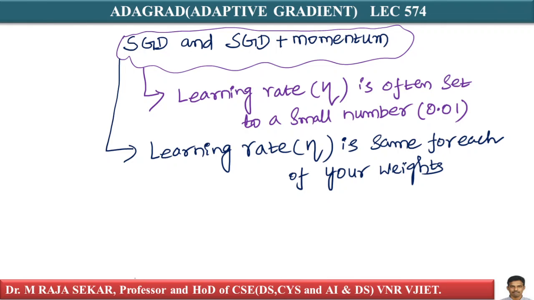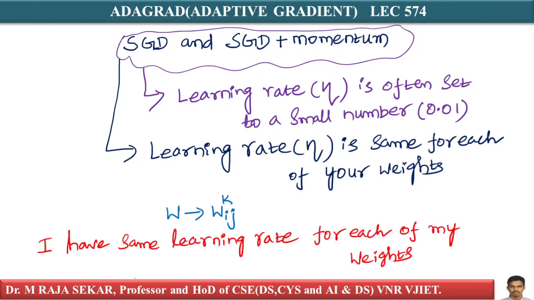So let's assume you have multiple weights. Remember, whenever I say W in all of our discussions, what I mean here is W_kij. So what's happening literally is, for each of my weights or each of my parameters, I have the same eta. I have the same learning rate.